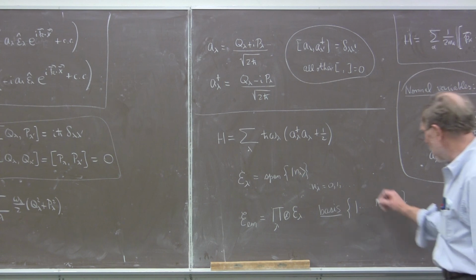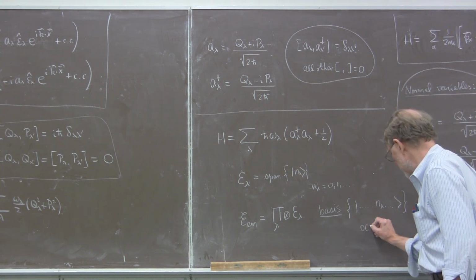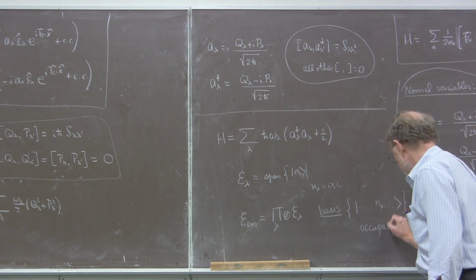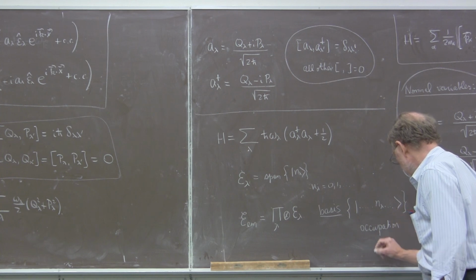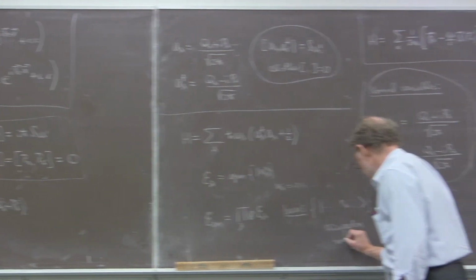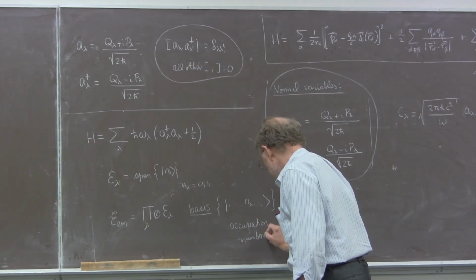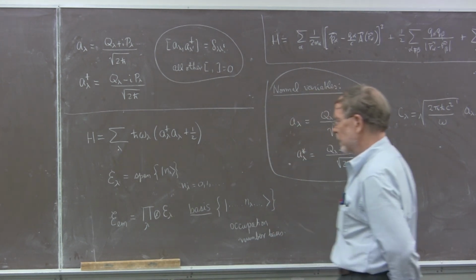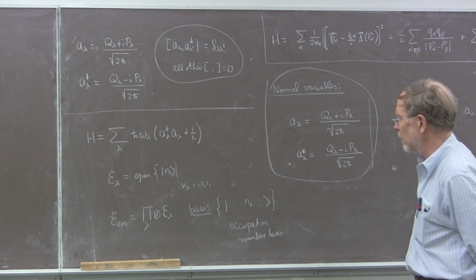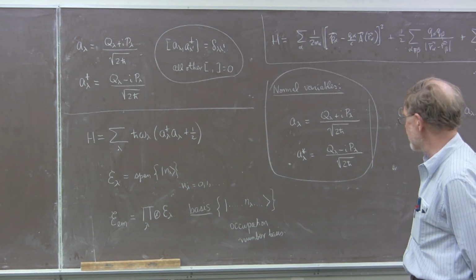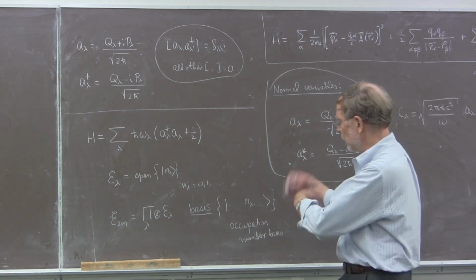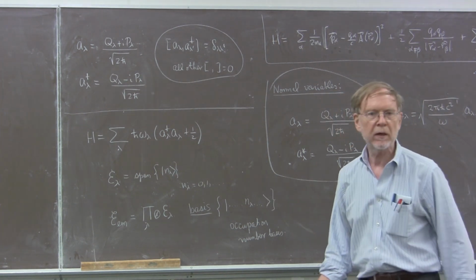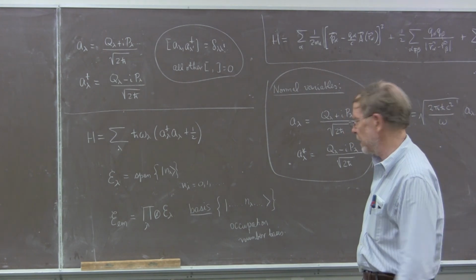This basis is called the occupation number basis, for reasons that I won't have time to explain tonight because I hear the bell, but that's what it's called. And I hate to get cut off right in the middle of something, but we will carry this forward and explore the basic properties of this quantum system in the next lecture.